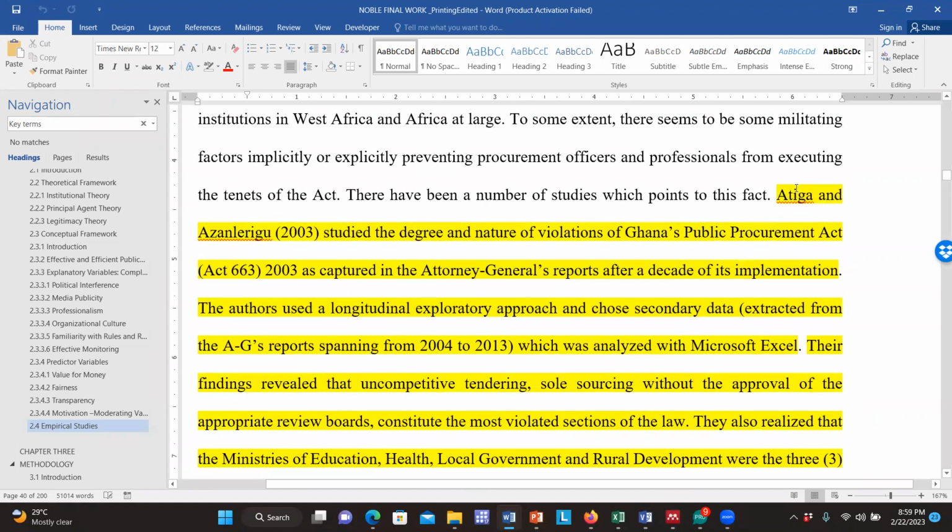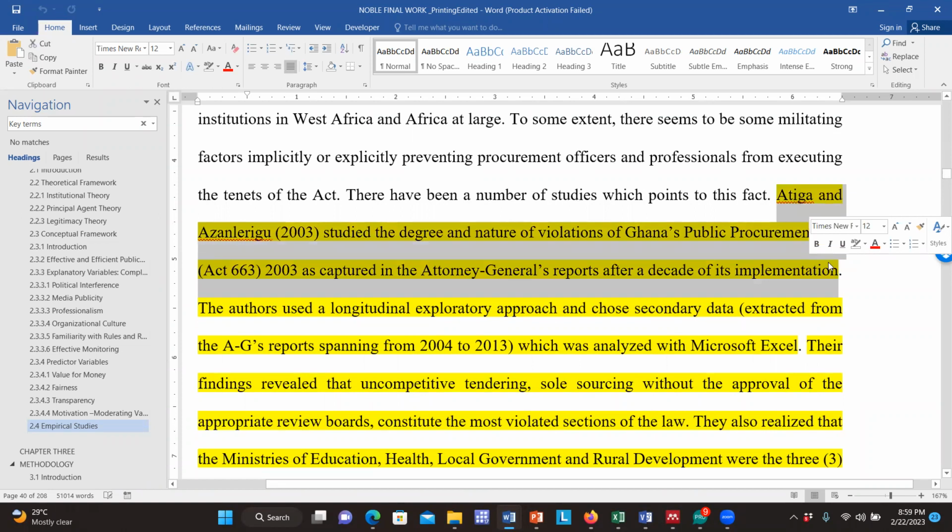He said, Atinga and somebody else, 2003, studied the degree and nature of violation of Ghana Procurement Act 2003 as captured in the Attorney General report after a decade of its implementation. That is the purpose of the study. First block. Take note. Purpose. If you remember, that table we did, we said purpose, we said the topic, you understand, method, findings. It's the same thing here. The only thing we didn't add was the purpose.